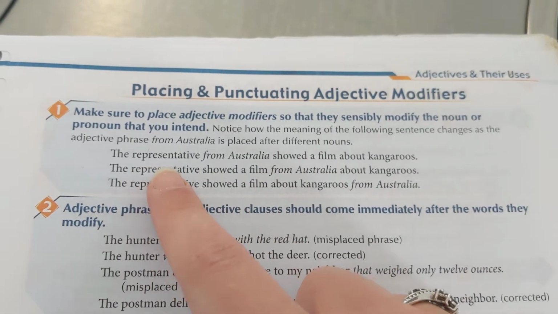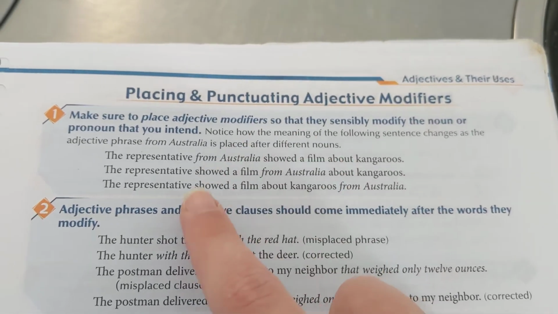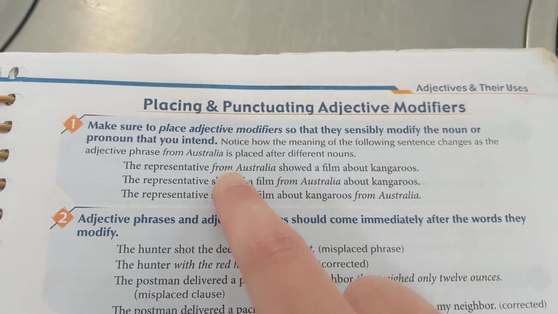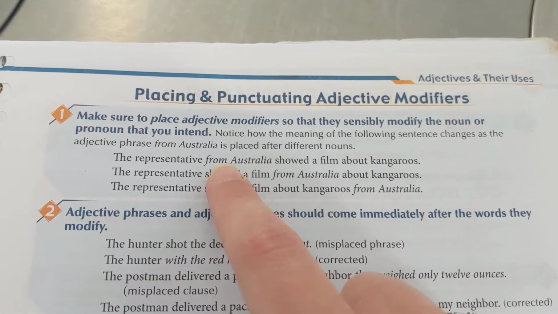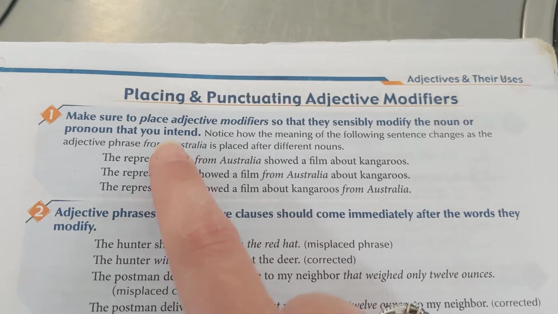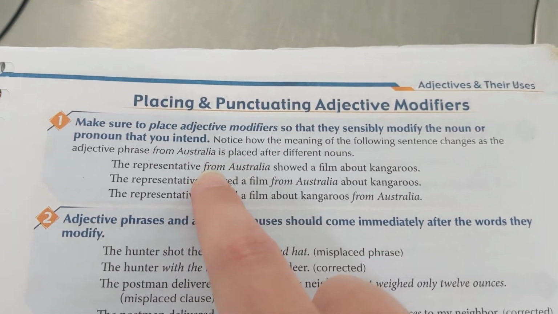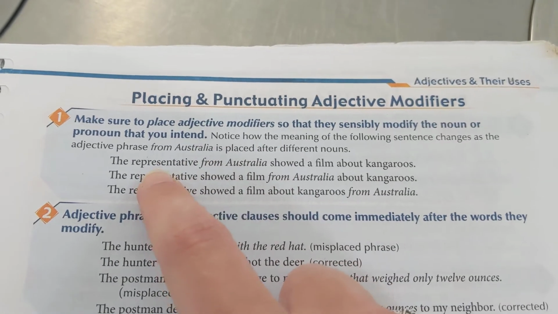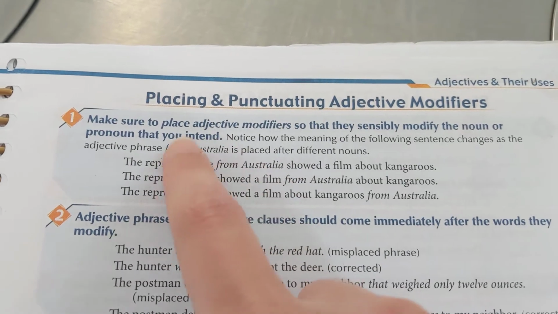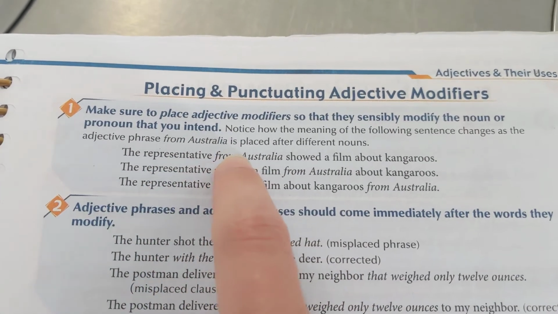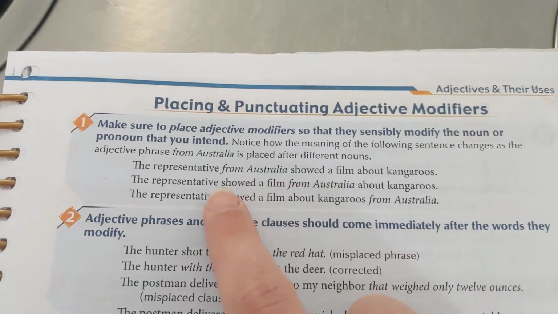So the first one reads, "The representative from Australia showed a film about kangaroos." So what word is "from Australia" describing or modifying in this sentence? That's right, it is representative. So what this phrase is saying is that this representative is from Australia. So when this phrase is placed right after the noun representative, that phrase is describing that noun. You see how they're connected?